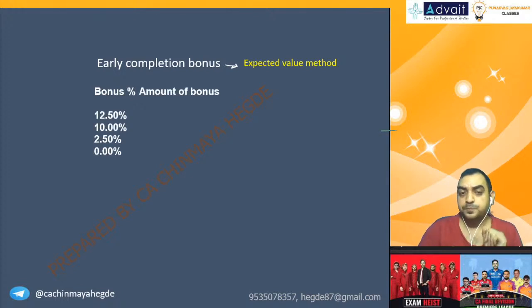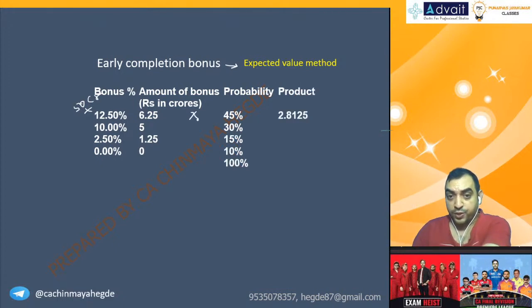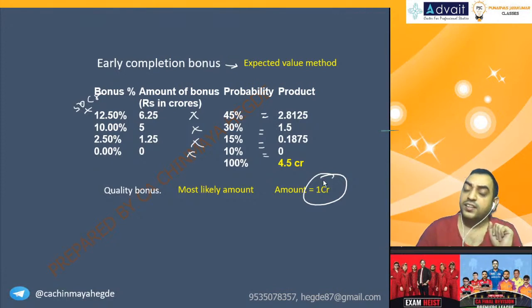Bonus percentages are given, that is 12.5% of the contract, 12.5% into 50 crores, that is 6.25, 10%, 2.5% of 50 crores, and the last one is nothing. Probabilities given are 45%, 30%, 15%. Multiply 6.25 into 45%, then 5 into 30%, then 1.25 into 15%, 0 into 10%, total 4.5 crores, that is the expected value. Quality bonus, most likely amount, the probability is high that you will complete it, 7 crores you can recognize.